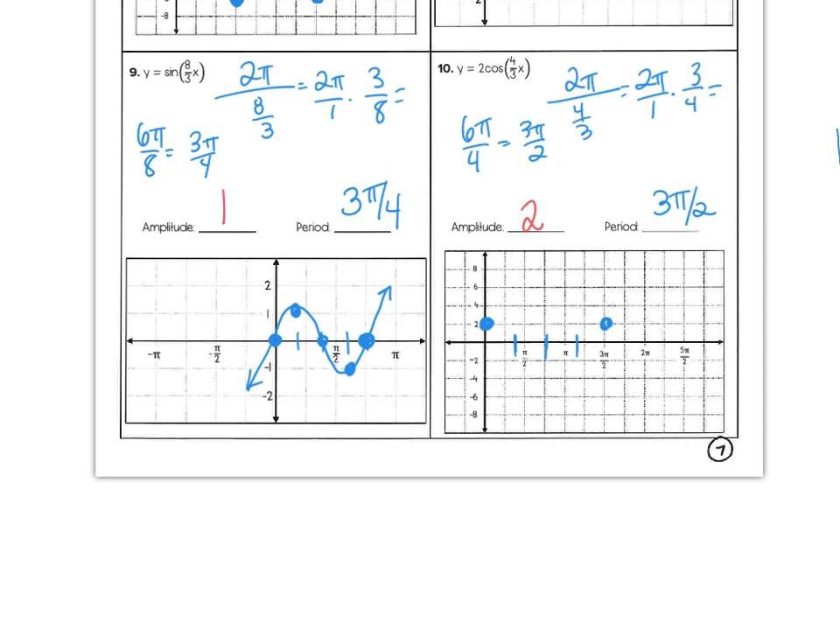Cosine starts at up, mid, down, mid, up, and then it keeps going. So up, then we back to mid, and again, if we keep going out, we're going to keep going sort of the same distance, which is like kind of like that, mid, down, mid, and then connect.